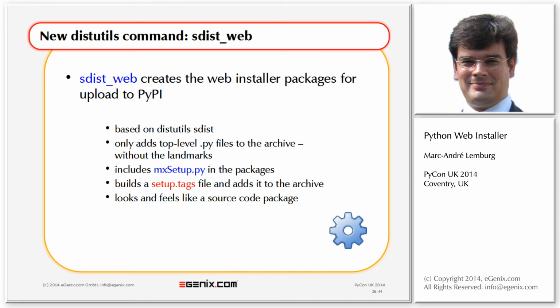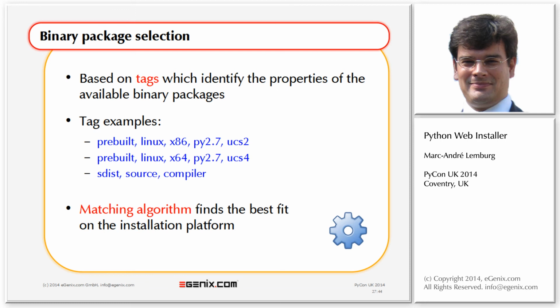To distribute the web installers themselves, we added a new command, this sdist web, and that basically is more or less exactly the same as the source packages that you can create with distutils. It takes care of some other things, like, for example, just including the top-level .py files, just the important stuff. It also includes something called setup.tags, which includes all the tag information. And the packages that it creates, they feel like source code packages. So all the installers will recognize those packages as source code packages.